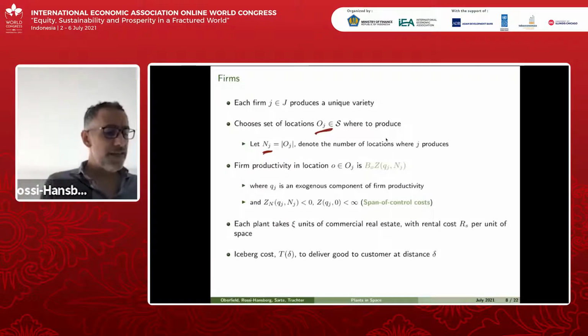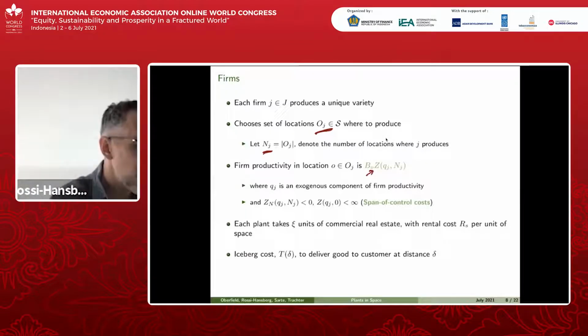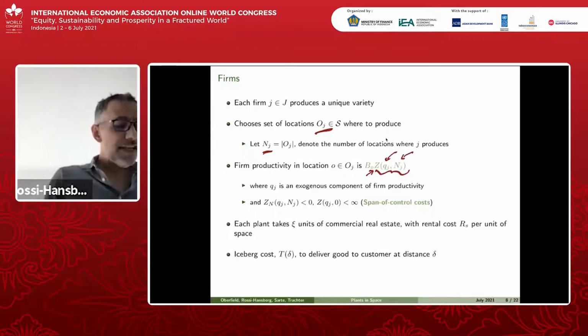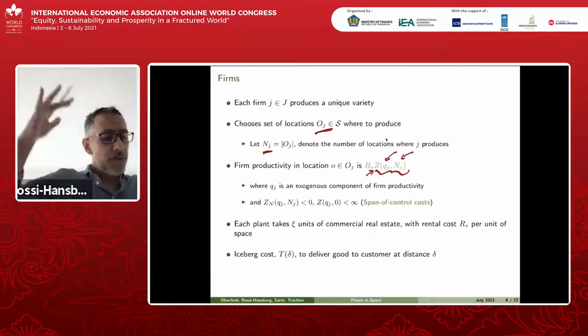Now the firm productivity then is, if the firm is deciding to produce or is producing in a particular location O, that is part of the set of locations where it's producing, it gets the local productivity B_O, and then it has this extra term in its productivity, which is Z. So Z has two components. The first component, Q_J, is an idiosyncratic firm productivity, as in your standard Melitz model or heterogeneous firm model. And then the second one depends on the set of plants that the firm sets up. So depending on how many plants you set up, your productivity is going to vary.